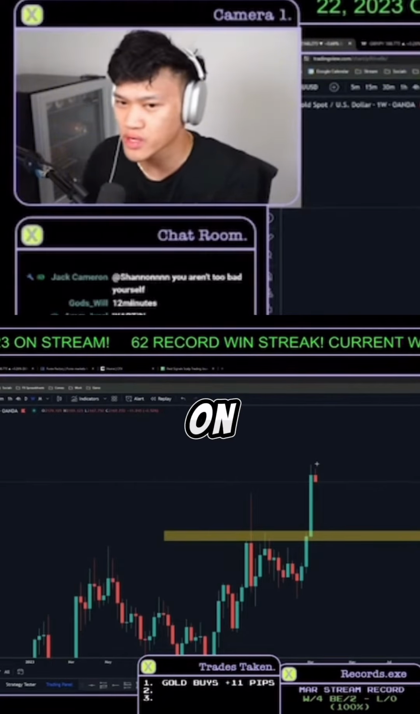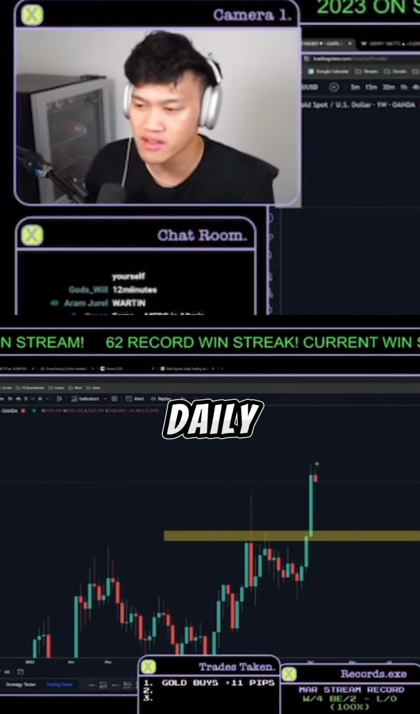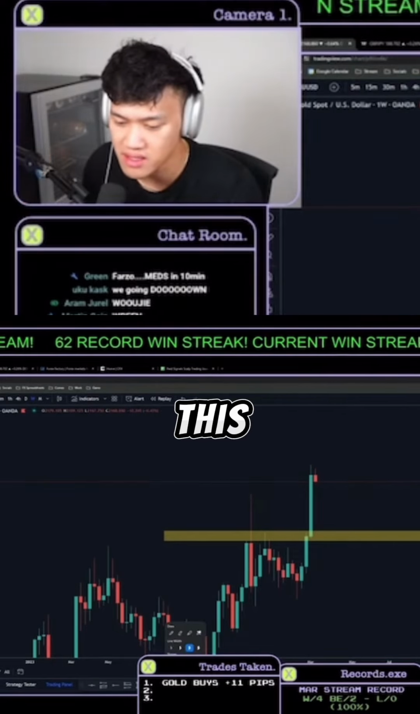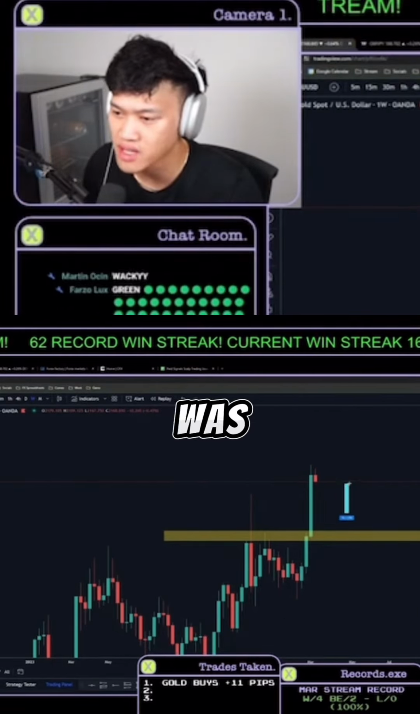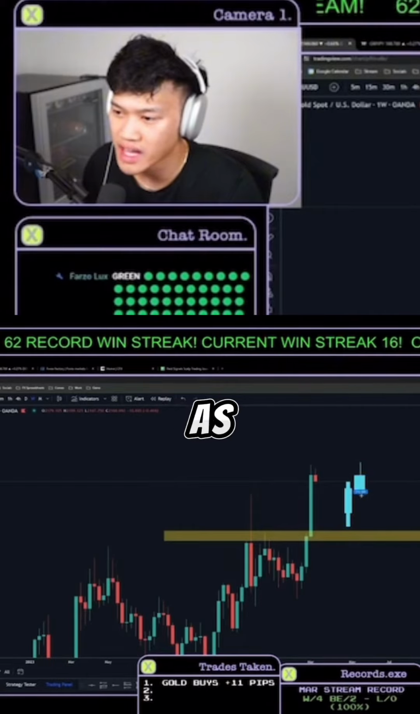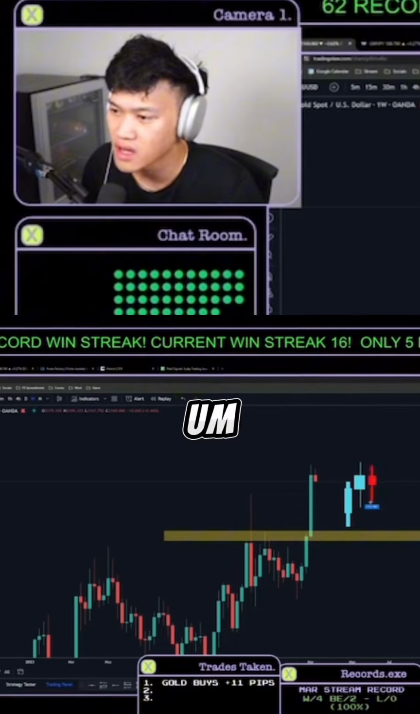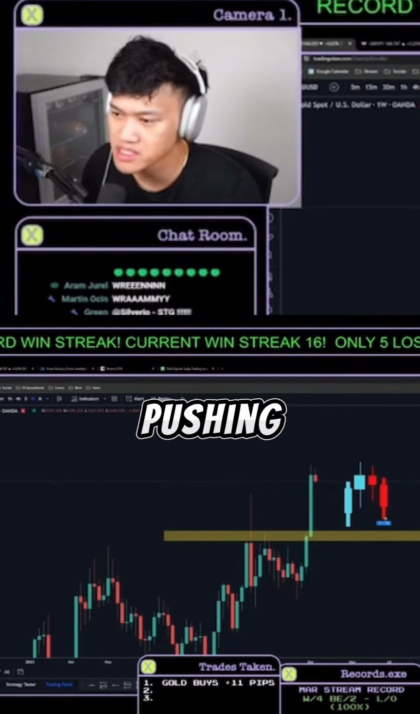So you might see a huge wick on a weekly, but you might see a daily or four-hour candle printing something like this. So you probably see in a smaller time frame us pushing up here, right? And as we're pushing up here, you probably got a bearish candle closure, resistance, something like this. And then right now price is pushing down.